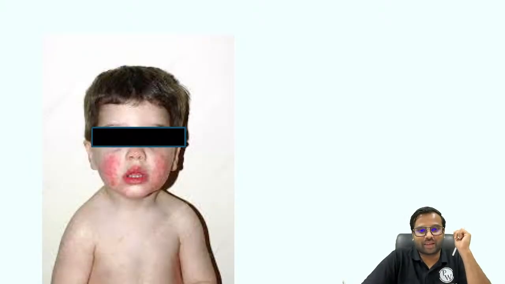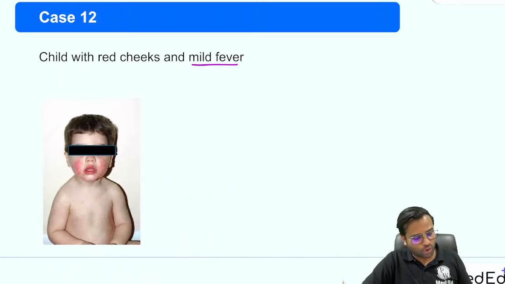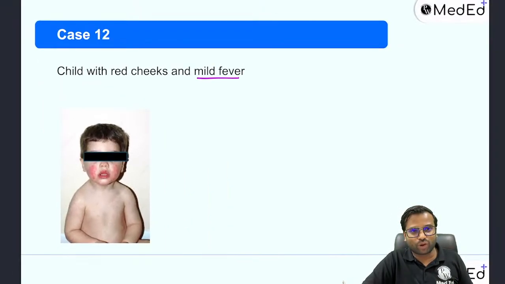Anyone? Child, fever, red cheeks, and some rashes over the trunk. I think this is also pretty much easy for you to guess the diagnosis. 3 seconds for you. So yeah, parvovirus. Very good.